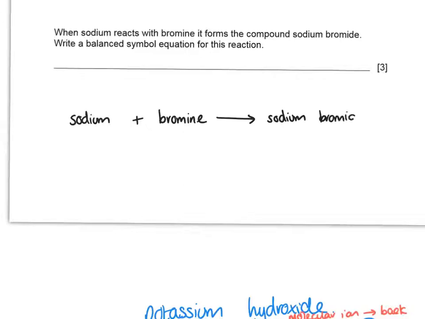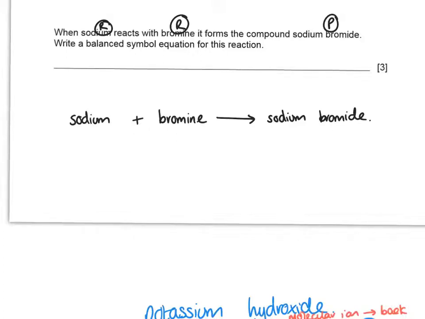So even if you wanted, you could start at the question saying when sodium reacts with bromine, okay, well that must be a reactant. Bromine must be a reactant. It forms the compound sodium bromide. That must be a product. So work out what your reactants or products are. Reactants go on the left, products go on the right. So again, just as I've done before, I want to convert these terms, these reactants and products, to symbols.